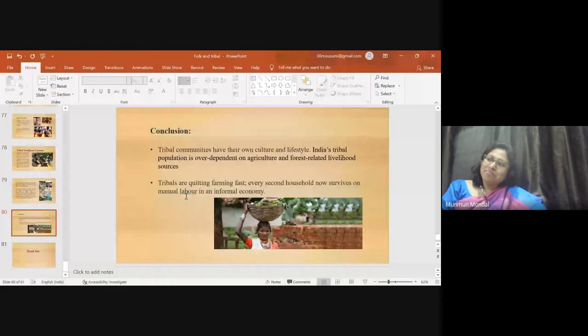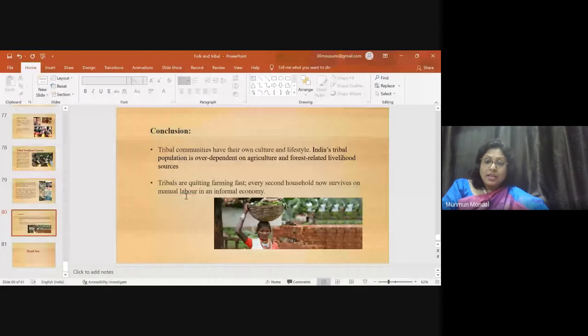This is very painful, that nowadays there are different hindrances. Technology is trying to grab their continuity of culture, and tribals are still trying to continue their culture, but in many parts of India tribals are quitting farming fast.